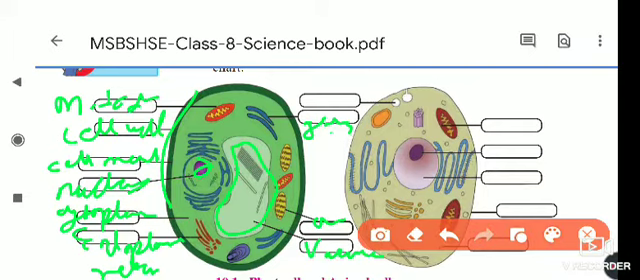And then here are the vacuoles which are present in the animal cell. Here are mitochondria. This is the nucleolus. This is the nucleus, or nuclear membrane.